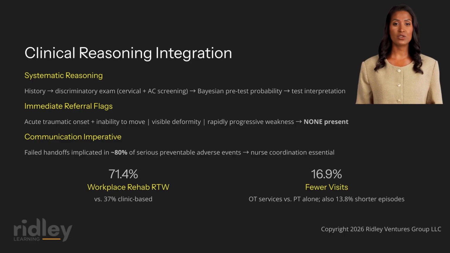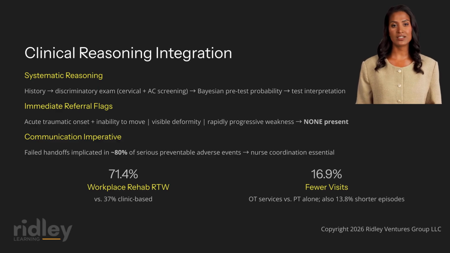This case illustrates the critical importance of clinical reasoning when special tests conflict with the clinical presentation. The occupational health nurse follows a systematic process, first analyzing the history and symptom pattern including pain location, temporal patterns, and range of motion characteristics. Then conducting discriminatory physical examination, including cervical spine screening and an acromioclavicular joint assessment to exclude referred pain, and finally applying Bayesian clinical reasoning to estimate pre-test probability based on the patient's risk factor profile before interpreting test results.